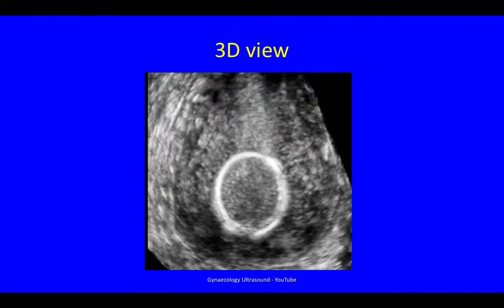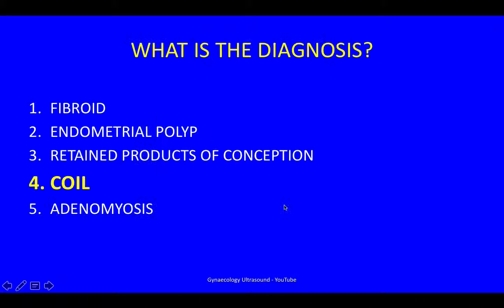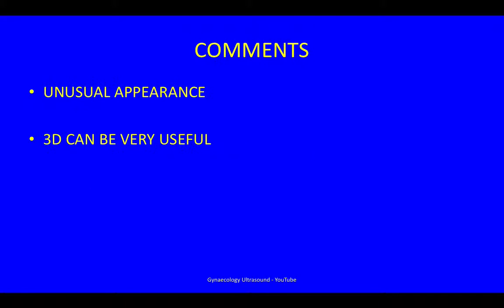This is the rendered view of 3D ultrasound of the uterus. Here is the fundus, there are the sides of the uterus, and this is the cervical edge. And you can clearly see a circular echogenic lesion in the endometrial cavity. It's a coil, it's a circular coil.